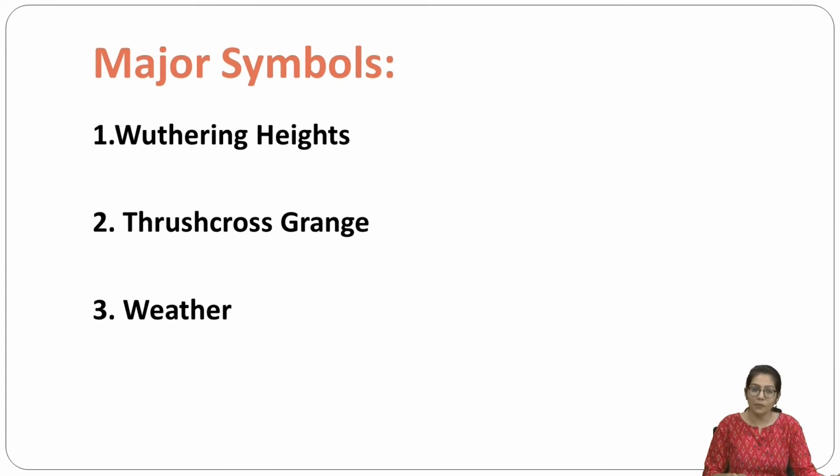And the last symbol to be discussed is of weather. The frequent storms and wind that sweep through Wuthering Heights symbolize how the characters are at the mercy of forces they cannot control.